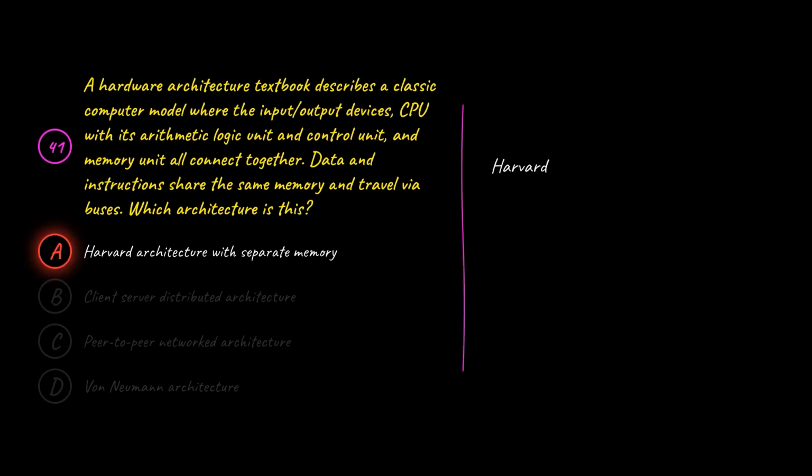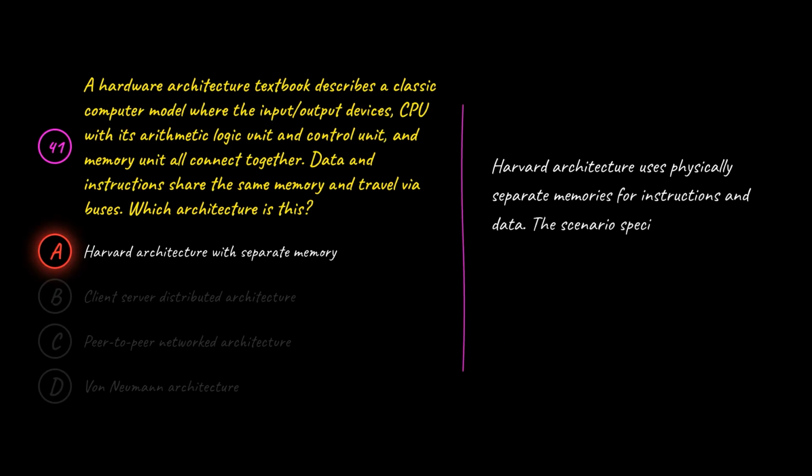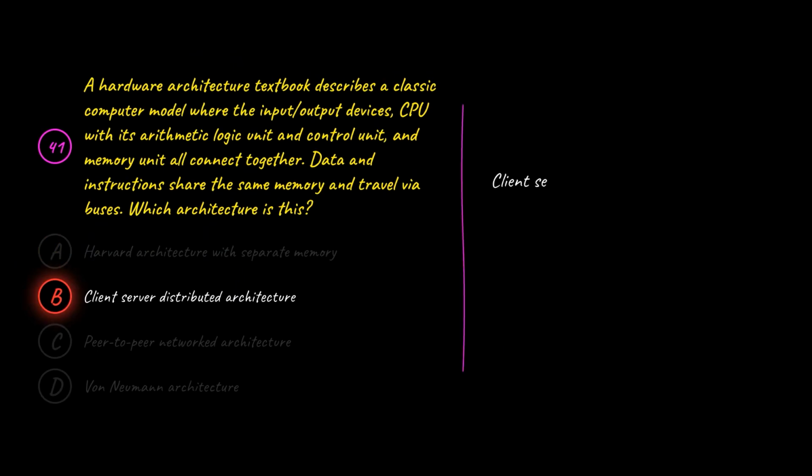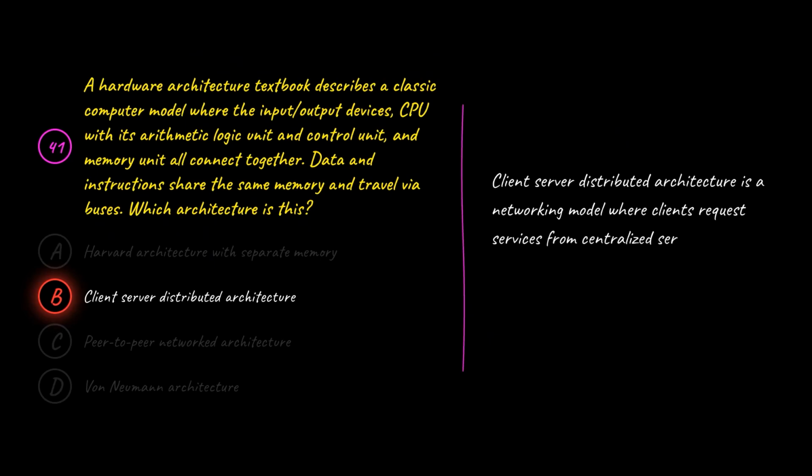A is wrong because Harvard architecture uses physically separate memories for instructions and data. The scenario specifically describes data and instructions sharing the same memory, which is the defining characteristic of von Neumann rather than Harvard architecture. B is wrong because client-server distributed architecture is a networking model where clients request services from centralized servers. It is not a hardware architecture describing the internal structure of a single computer with CPU, memory, and buses.